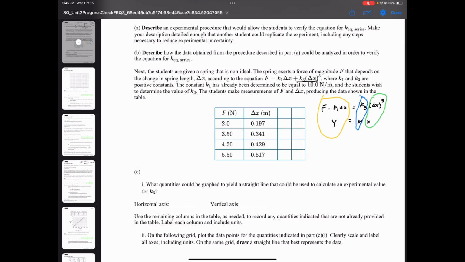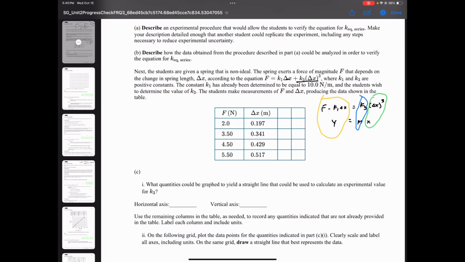So I have this expression here. You know what K1 is. It says here it's 10 newtons per meter. All right, so if you want to calculate K3, you're going to want to set it up so the slope of that line is equal to K3. That process is called linearization. For my vertical axis, I'm going to want to put F minus K1 delta x, right? So all I did was rewrite this expression so it follows the equation for a line, y equals mx plus b.